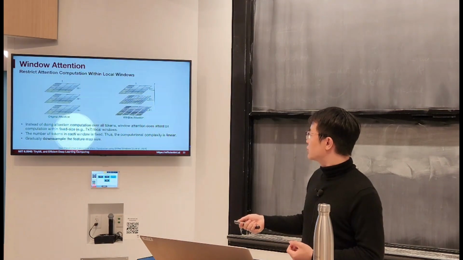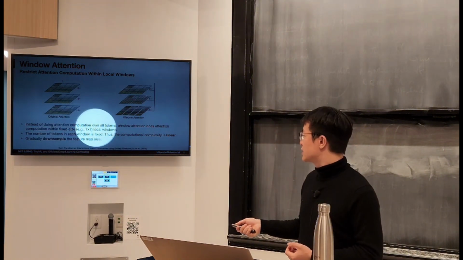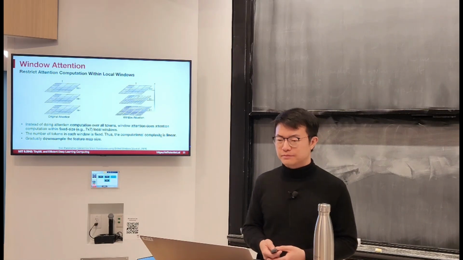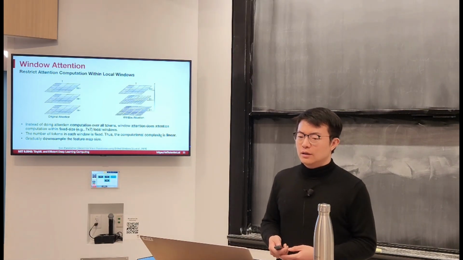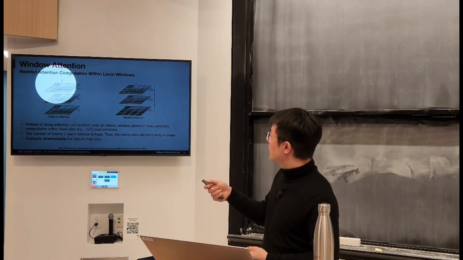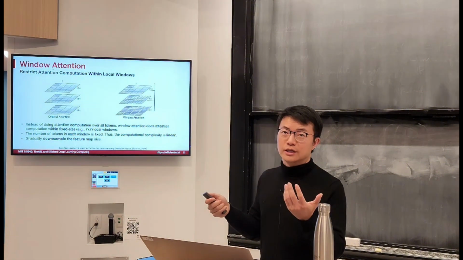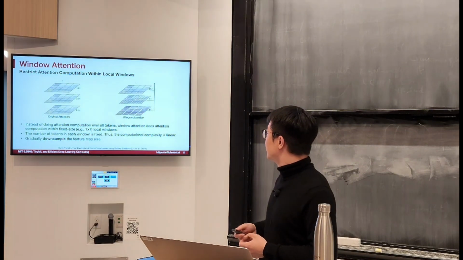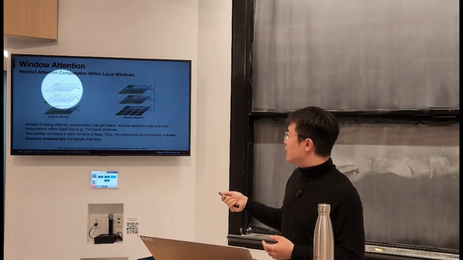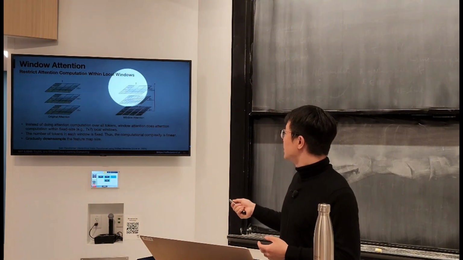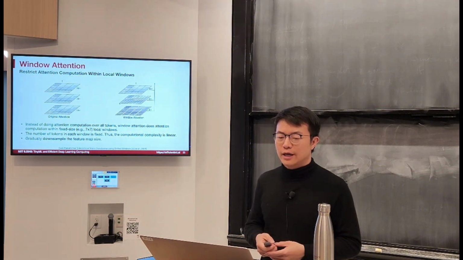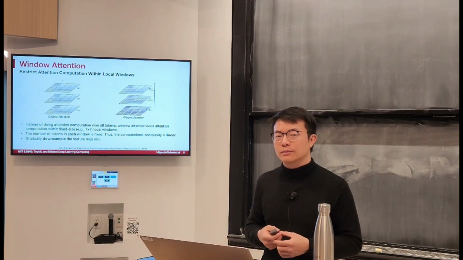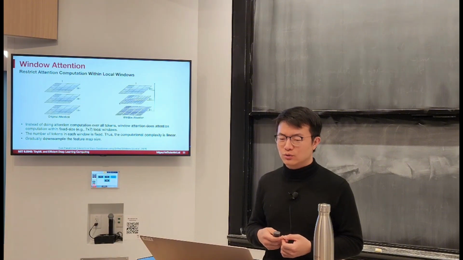Since the number of tokens in each window is fixed, the computation complexity is linear rather than quadratic in this case. For example, here each window is 7 by 7, and we do the attention within the window, and we have many windows right here. So this is the original attention where each patch has to attend to each patch. Now we can divide it into several windows, and only the tokens within the window will attend to each other.